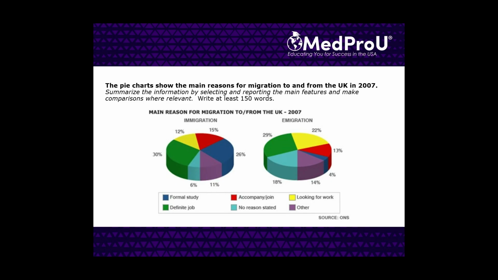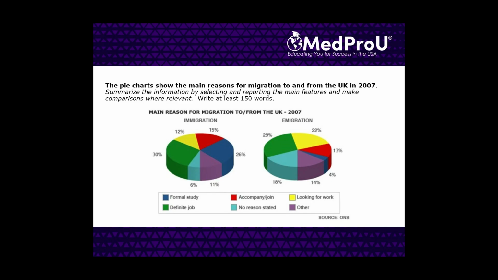Okay? Period. Don't forget, everybody. So, the pie charts indicate why people move into and out of UK. Okay? Salma, the pie charts with S give information on major reasons why people in the year 2007 move in and out of the United Kingdom. Okay, that's a good one.